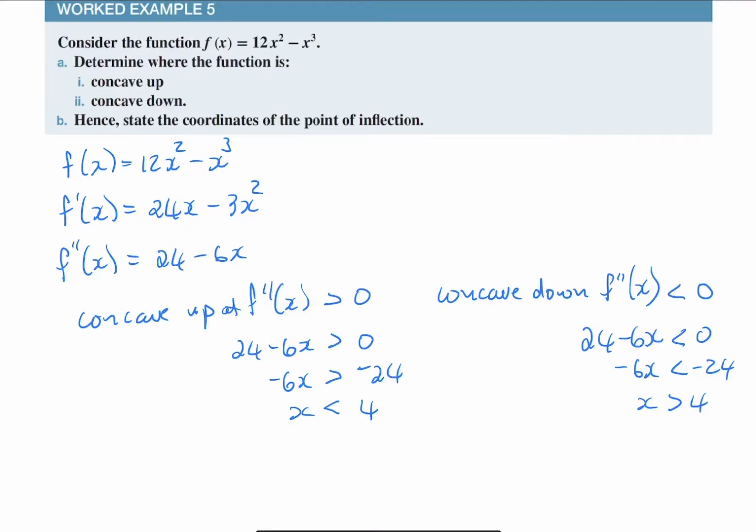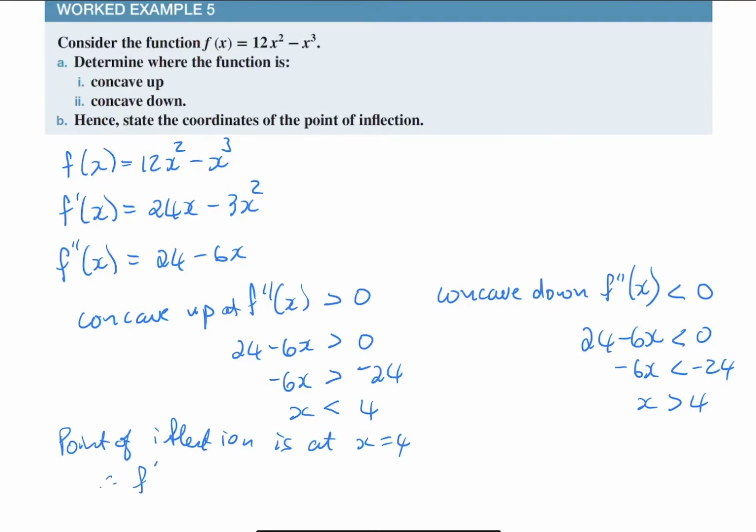If it's concave up on one side of x equals 4, and it's concave down on the other side, it means that where x is 4 is a point of inflection. And I can put that 4 into my equation, and I can show you that if I put 4 into my second derivative, then it equals 0. So the point of inflection is at x equals 4.